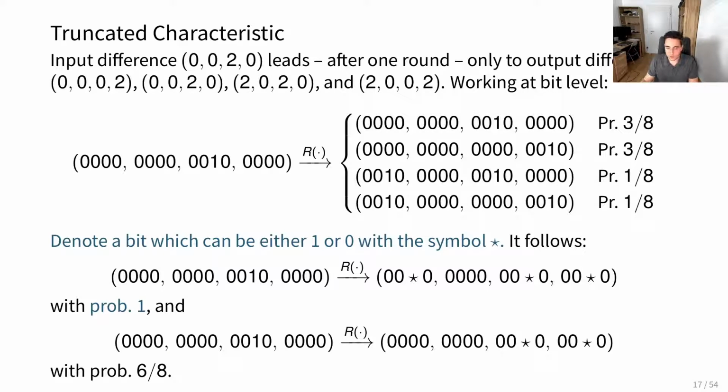And for example, we can also say that we omit the star here, so we specifically want to have a 0 here. Then essentially with these 2 stars, we reach either this specific, so the first specific output difference, or the second one, and we just add now the probabilities of these 2, which is 3/8 plus 3/8, which is 6/8. So this is the core idea of truncated differentials.